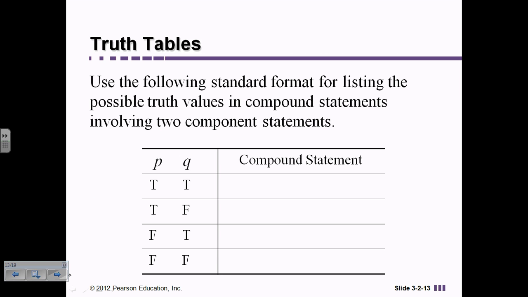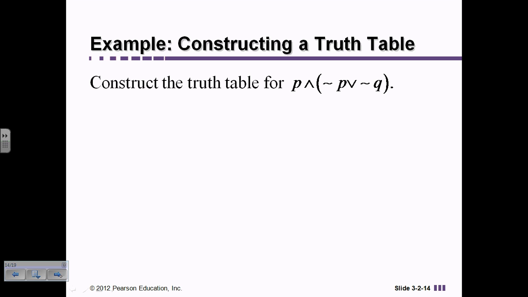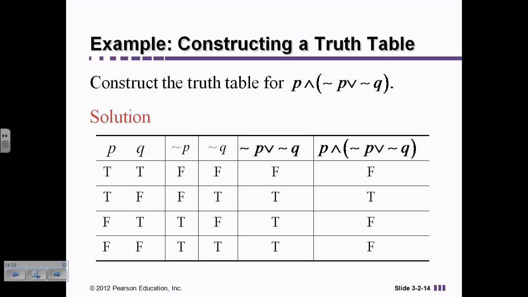All right, so this is the standard way that a table will look for your truth tables, and depending on what the statement is, if it's an and or an or, you can fill in the appropriate results. So here's what we want to do. We want to construct the truth table for this problem. So basically what we're going to do, I'm going to go ahead and show you the answer and then we'll talk about it. We're going to set up a table with all the possible values.